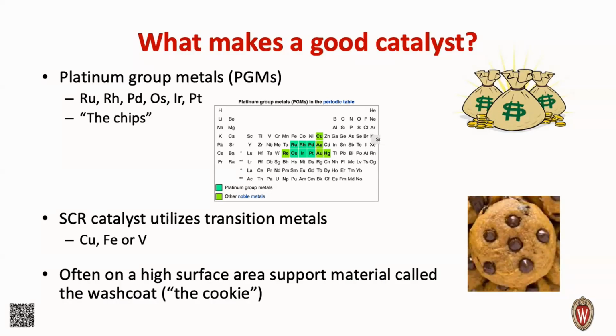Now, the catalyst, we don't just dump little particles of metal into the devices. The catalyst is held in place by a high surface area support material that's called the wash coat. And it would be this cookie material, right? So in order to put the catalyst into the substrate, which I'll show you in a second, we need something to hold it there and hold it in place. And that's the role of this cookie material. That's the wash coat. So remember, the chocolate chips are the platinum group metals, and the cookie material is the wash coat.